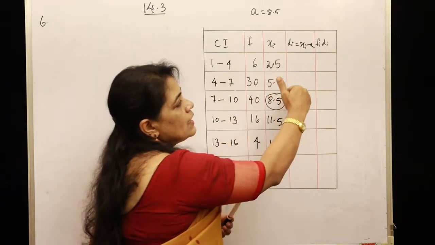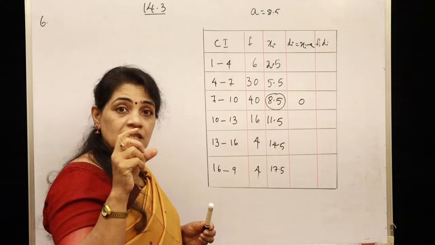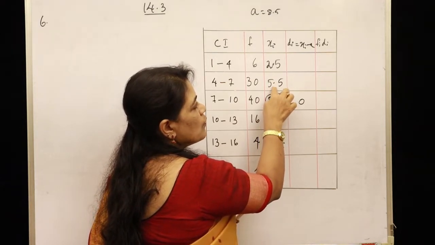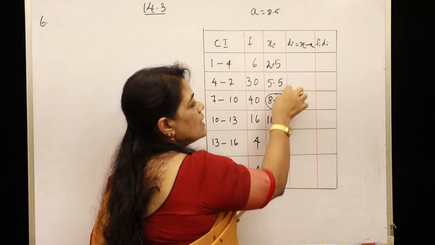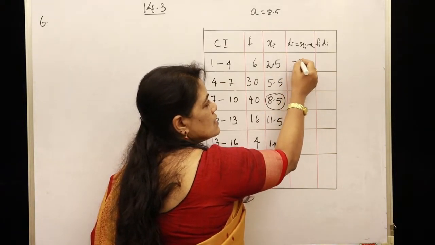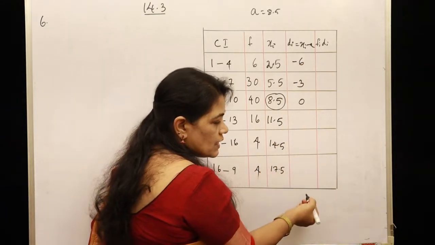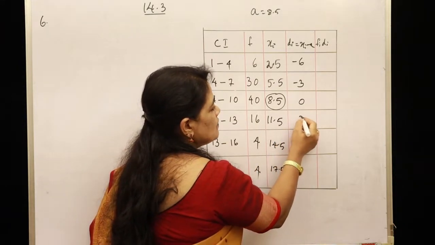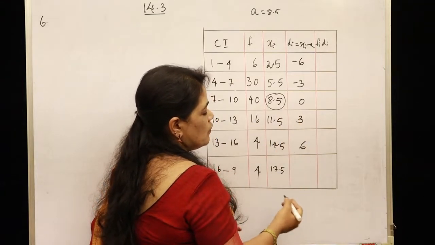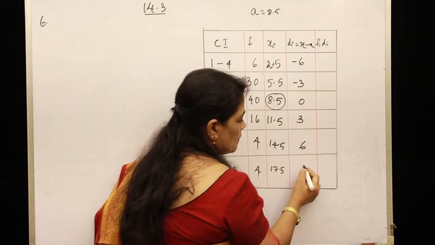All the entries above this will be negative and below will be positive, and since the difference is 3, they are multiples of 3. See, 5.5 minus 8.5 is minus 3. Here it comes 6, that is minus 6. Then 2.5 minus 8.5 gives minus 6 as well. Below, all the entries will be positive, that is 3, 6, then 14.5 minus 8.5, and 17.5 minus 8.5 is 9.